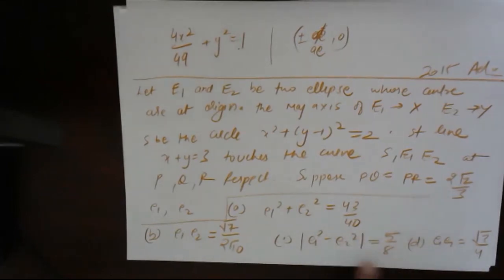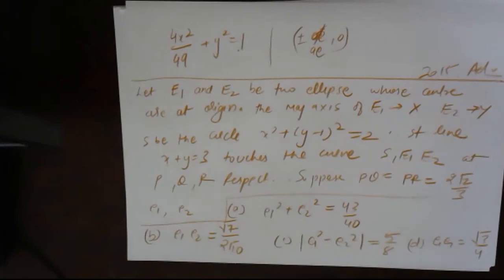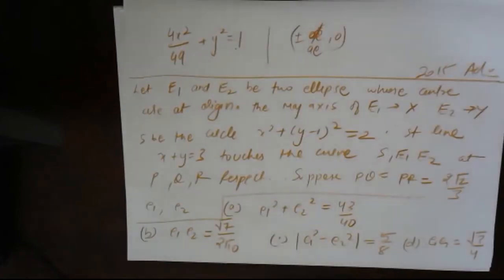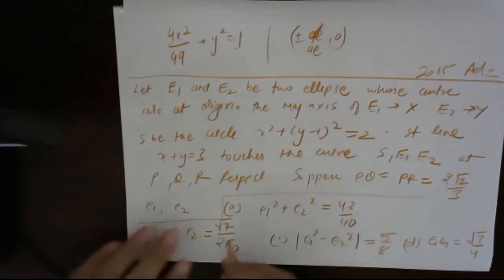And this E1 square minus E2 square. So A, B, and C are correct. Jambu, just check. A, B, and C are correct. E1 E2 is root 7 by 2 root 10.